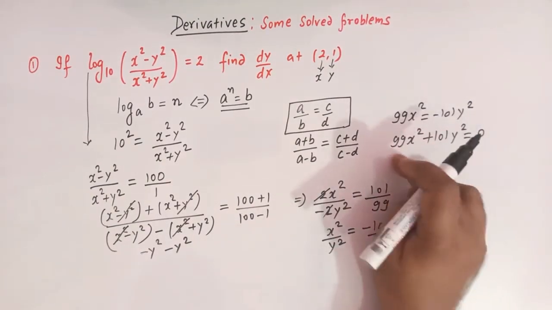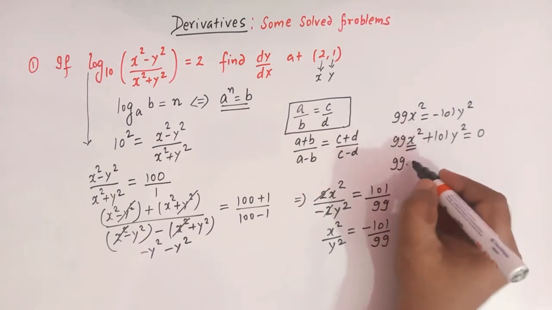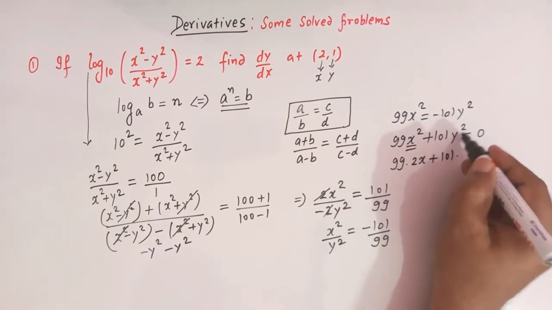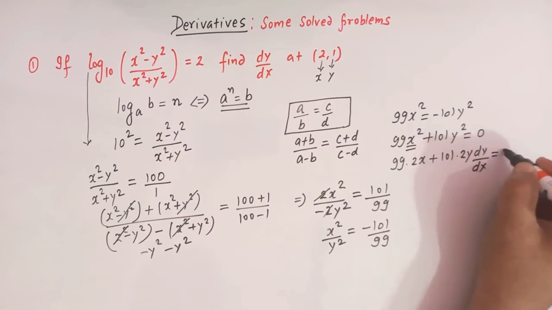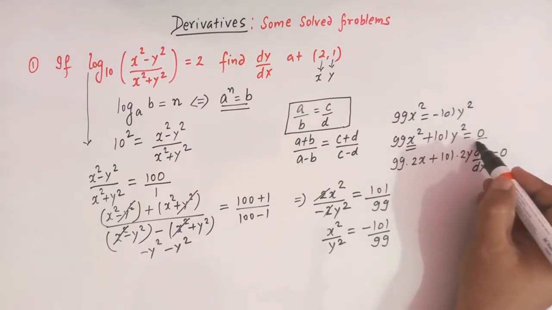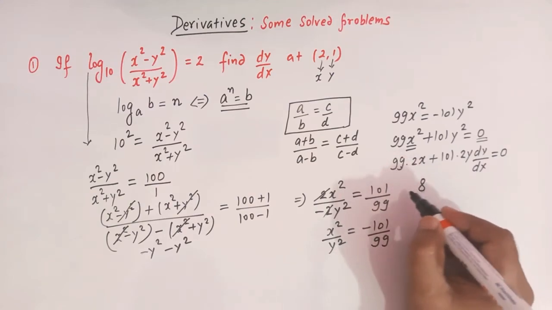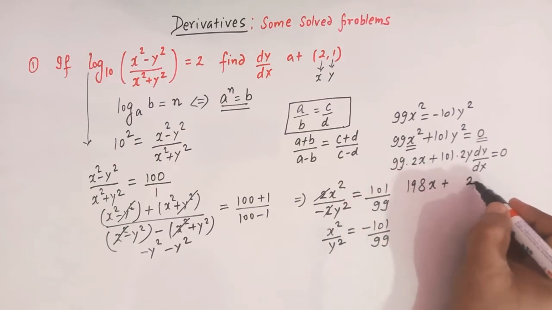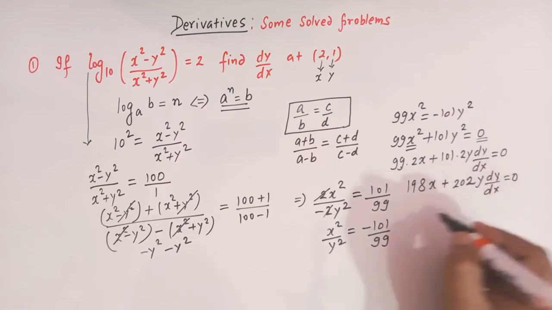So differentiating both sides with respect to x, what we will get? This is 99. The derivative of x square is 2x, and here we have 101. The derivative of y square is 2y, and then by chain rule we have dy over dx here, and this is 0, so the derivative of 0 is 0. And now 2 nines are 18, so 198x plus 2 ones are 2, so 202y dy over dx is equal to 0.